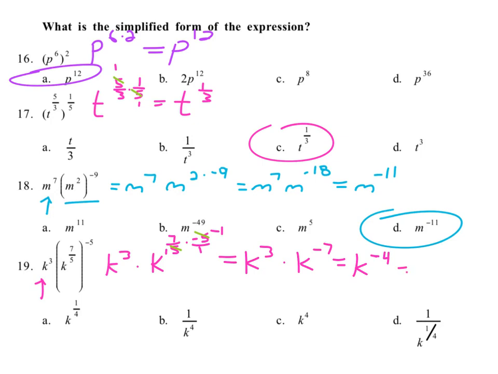And they could have given it to us as k to the -4, but since we don't see that there, we need to put a 1 on top and move that k to the -4 down to the bottom as k to the +4, using up the negative to move it down. And that's B. Done.